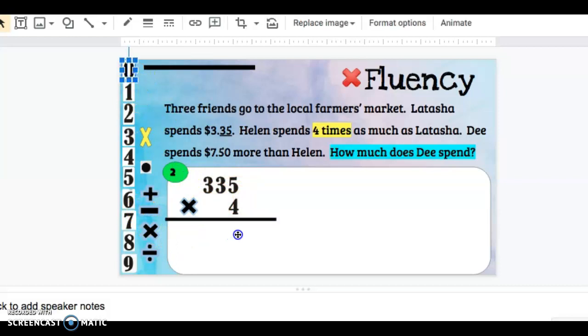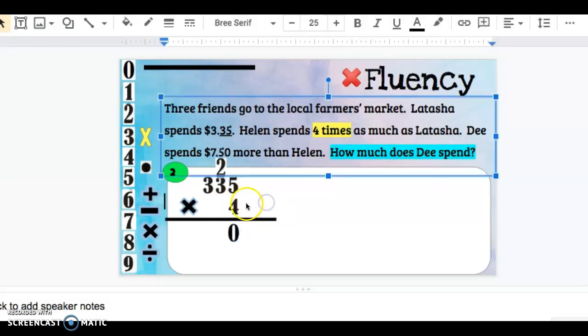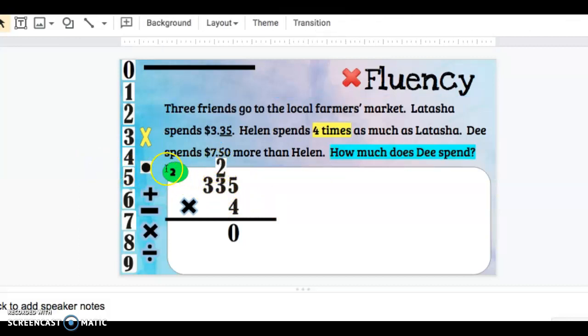Now if you're struggling with your multiplication facts, I do have that red X next to fluency, so all you have to do is click on that and your multiplication chart will come up. So then I do 3 times 4 is 12. 12 plus the 2 is 14. So I put my 4.